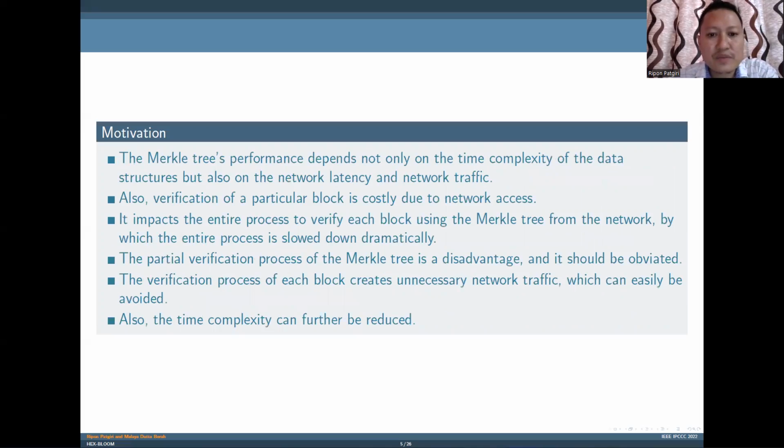Merkle tree's performance depends not only on the time complexity of the data structure but also on the network latency and network traffic. Also, the verification of a particular block is costly due to network access. The partial verification process of the Merkle tree is disadvantageous and it should be obviated. Also, the time complexity can be further reduced.